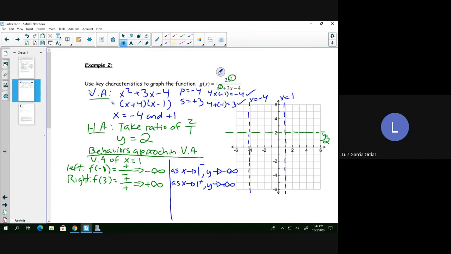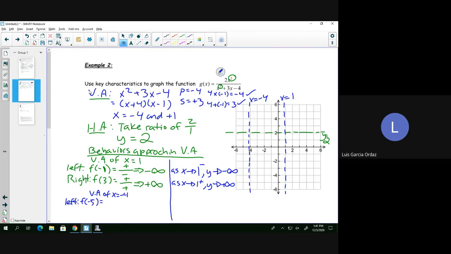So now we're going to look at our vertical asymptote of x is equal to negative 4. Hopefully this way, you guys understood it better. I'm just taking it case by case and not doing it all at once like I did with the first example. So what number is to the left of -4? Let's just take f at -5.